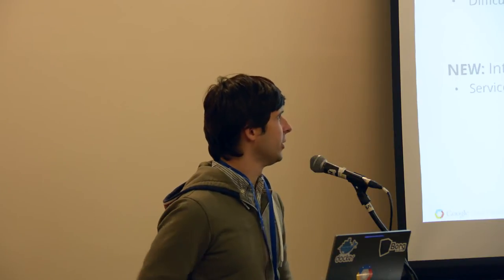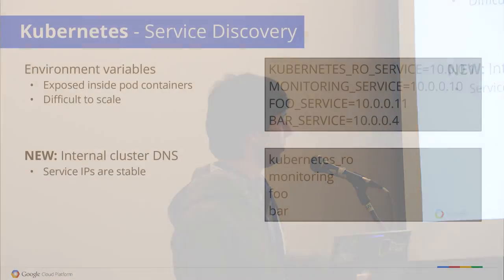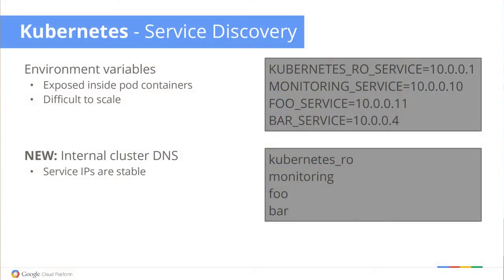And one of the questions that always comes up is how do you actually discover these service IPs? Of course, we came up with two different solutions. The first one we started with was clearly awesome and super scalable, which was just to place a bunch of environment variables into the container to tell you exactly what things were. So if you're looking for the Kubernetes read-only service, it's on this IP, or the foo service, it's on that IP. We knew that wasn't going to scale, but at least it got us a foothold in the beginning.